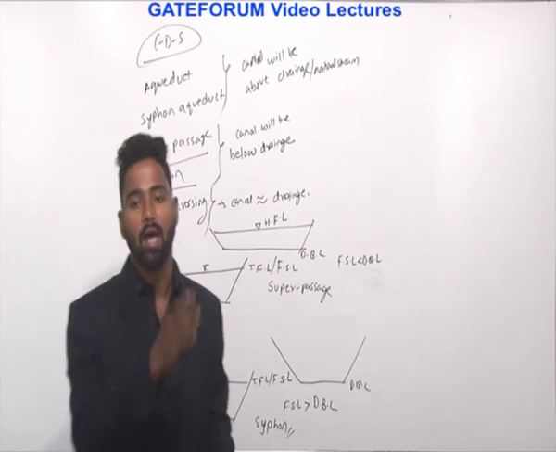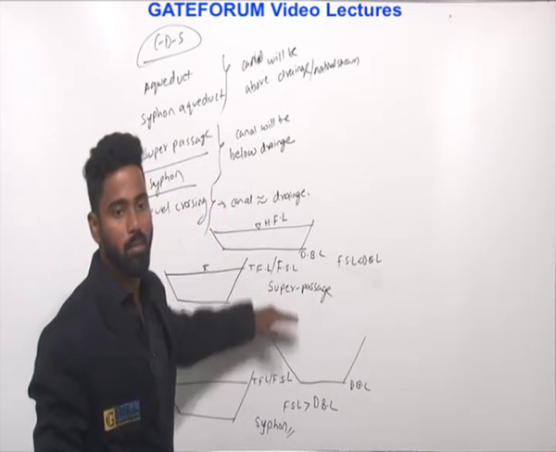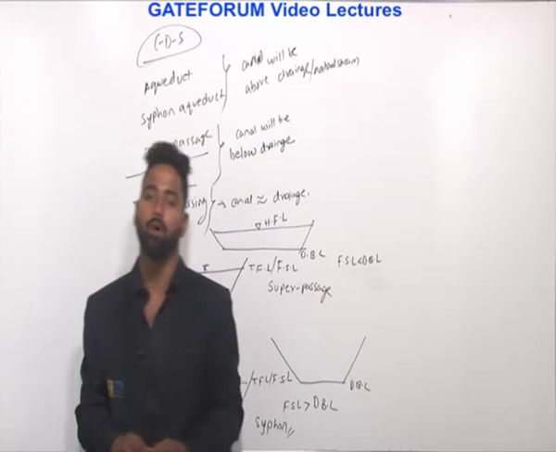The options given are aqueduct, sluice gate, super passage, level crossing. So the answer is super passage. That is C. This is also a 1 mark question.